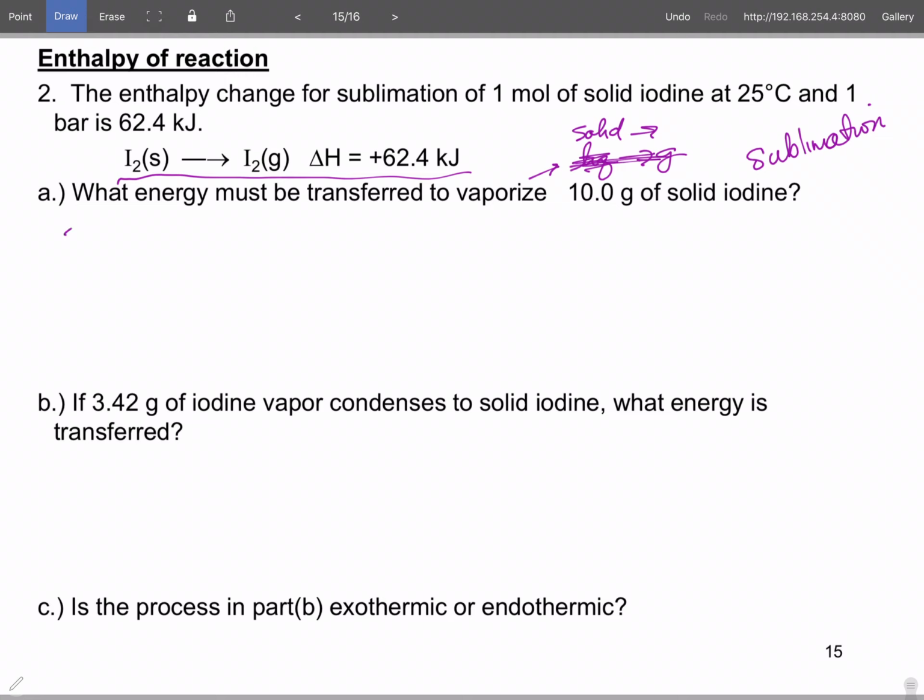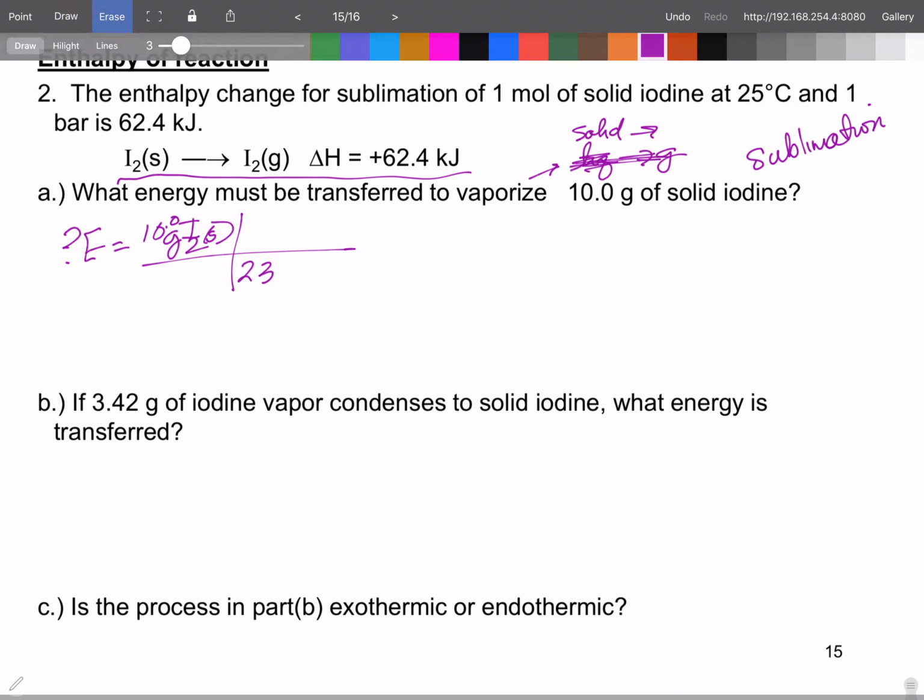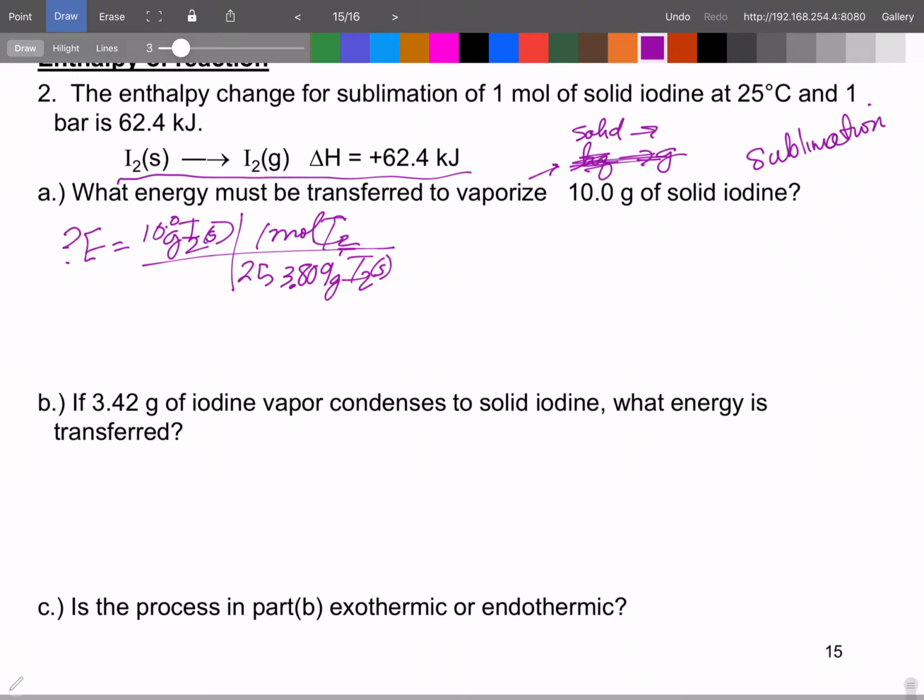So, wait. We want to know the energy. So we're going to vaporize 10 grams of iodide. Now, in this case, do I need to keep up with the solid? Yeah, because we're dealing with solid and gas. So we don't need to cancel the solid with the gas. Okay, so the molecular weight is 253.809 grams of iodide, solid, per 1 mole of iodide, solid.